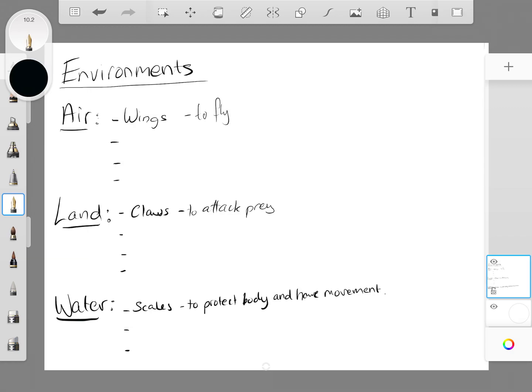So what I would do now is go through each of those environments and plan as many different features as possible, because I'm going to use a selection of these features in my next stage of planning. So that is stage 1.